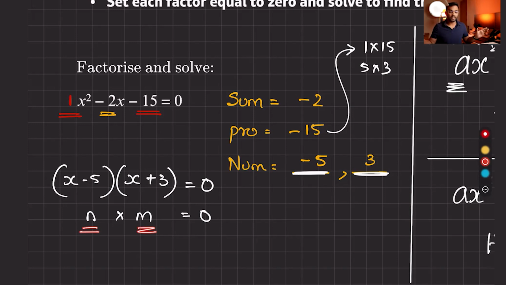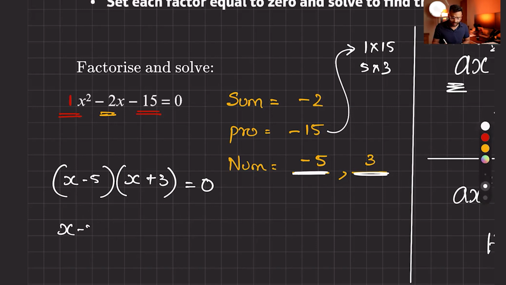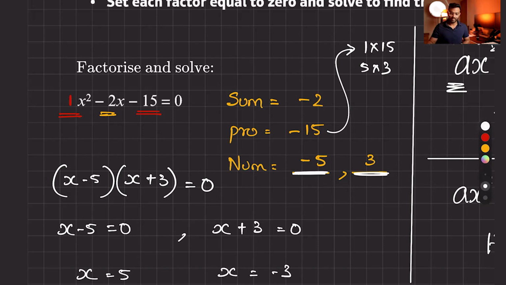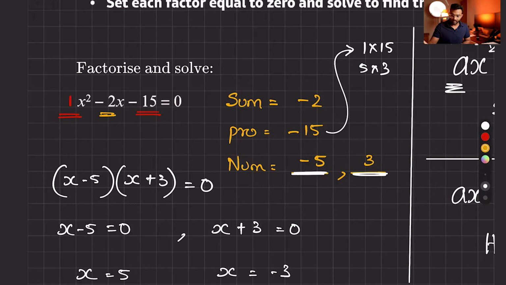Because when you multiply two things, how would you get 0? At least one of it or both of it must be equal to 0. And therefore, we would say x minus 5 must equal to 0 and x plus 3 must equal to 0. And if you make x the subject, x is equal to 5, x is equal to -3. Got it? So this here, you see the brackets, that's your factor. And these here are your solutions or roots.